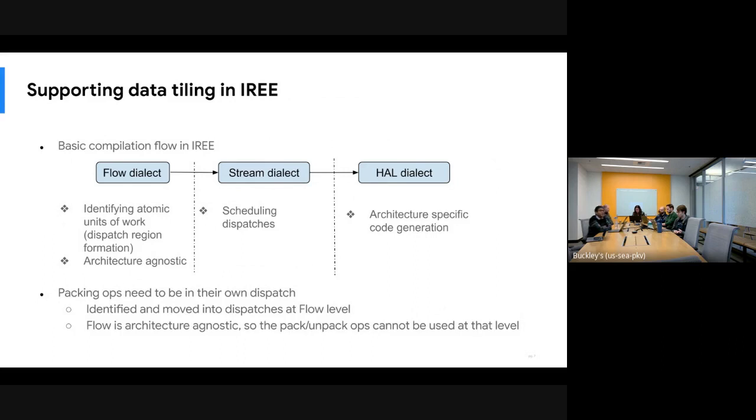Then the stream dialect is responsible for scheduling these dispatches, and the HAL dialect is where you have the information about the architecture that you're generating the code for. For the data tiling approach, you would have to move the packing and the unpacking operation into their own dispatches so that you can pre-process the data into the layout you want. And because the pack and unpack need the inner tile sizes explicitly, and that's not something that you have available at Flow, doing this in an architecture agnostic way using the pack and unpack was not feasible.